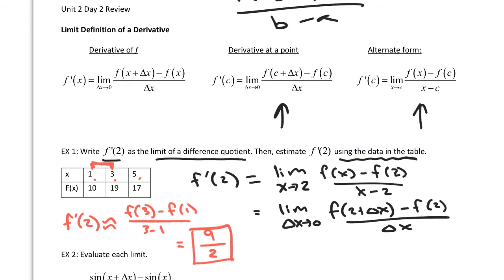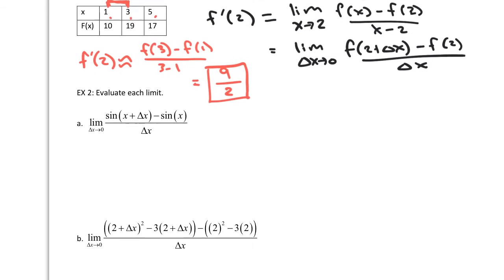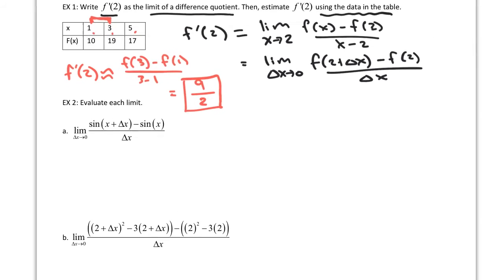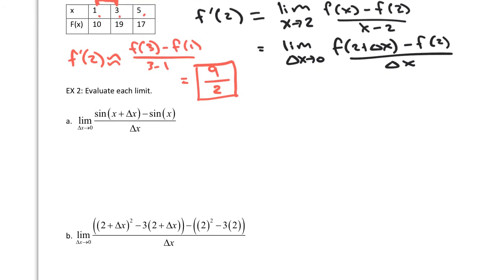Then here we have example 2, where it says evaluate each limit. And these are ones where you really got to be able to recognize that definition of derivative, because it's going to save you a lot of work, time, and headache. A couple key things you're looking for: you're looking for that delta x approaching 0, and you're looking for the difference quotient idea where you've got subtraction on top over delta x.